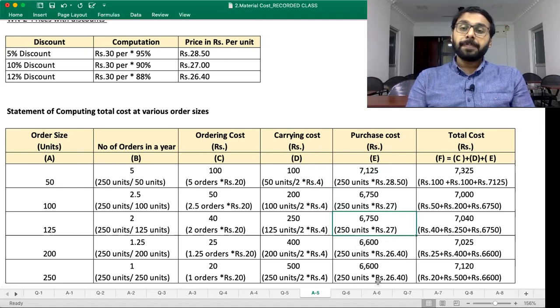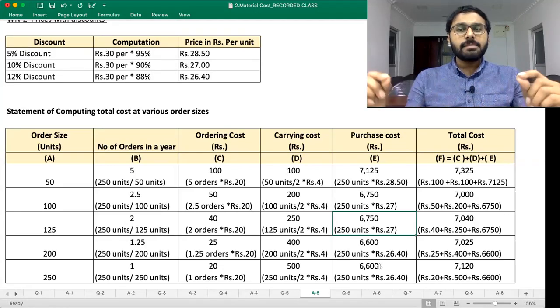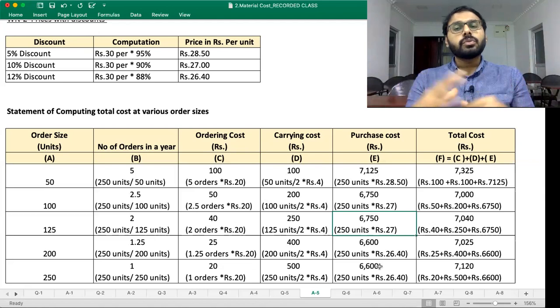And when the order size is 250, why am I limiting it to 250? Why am I not going to 300, 400 and so on? Because my annual requirement stops at 250. My annual requirement is going to be 250 units. So I am limiting my computation also to 250.